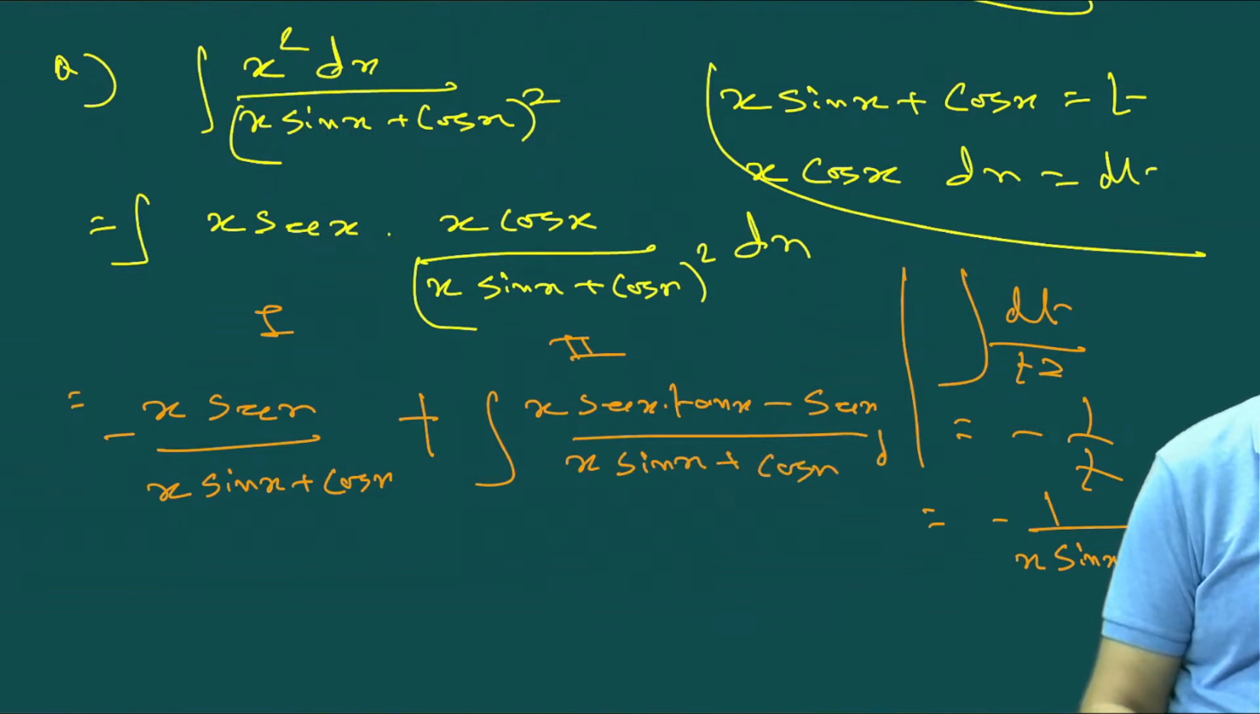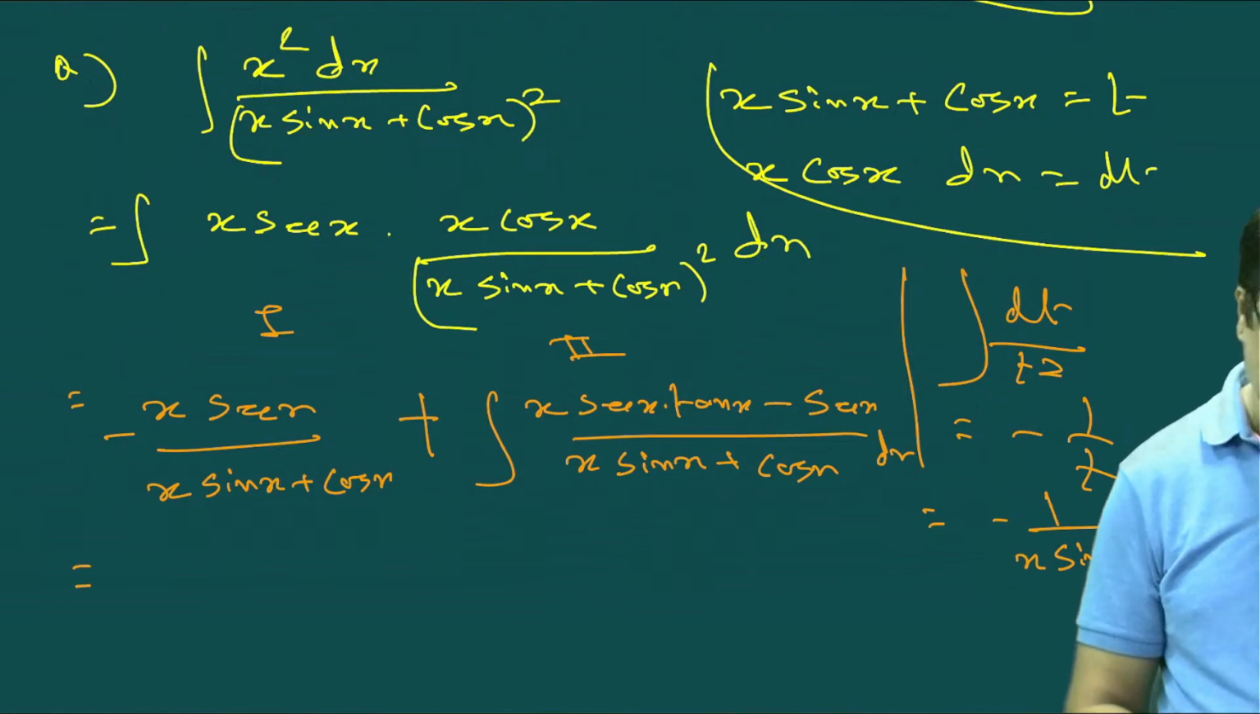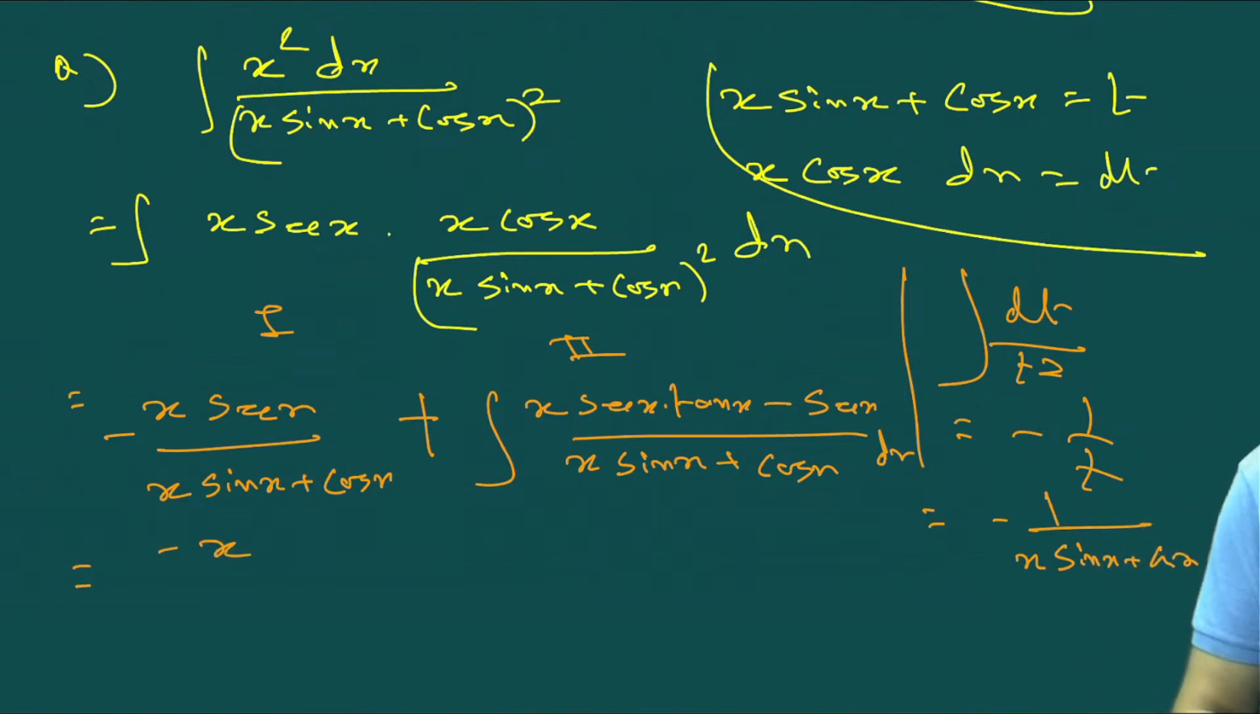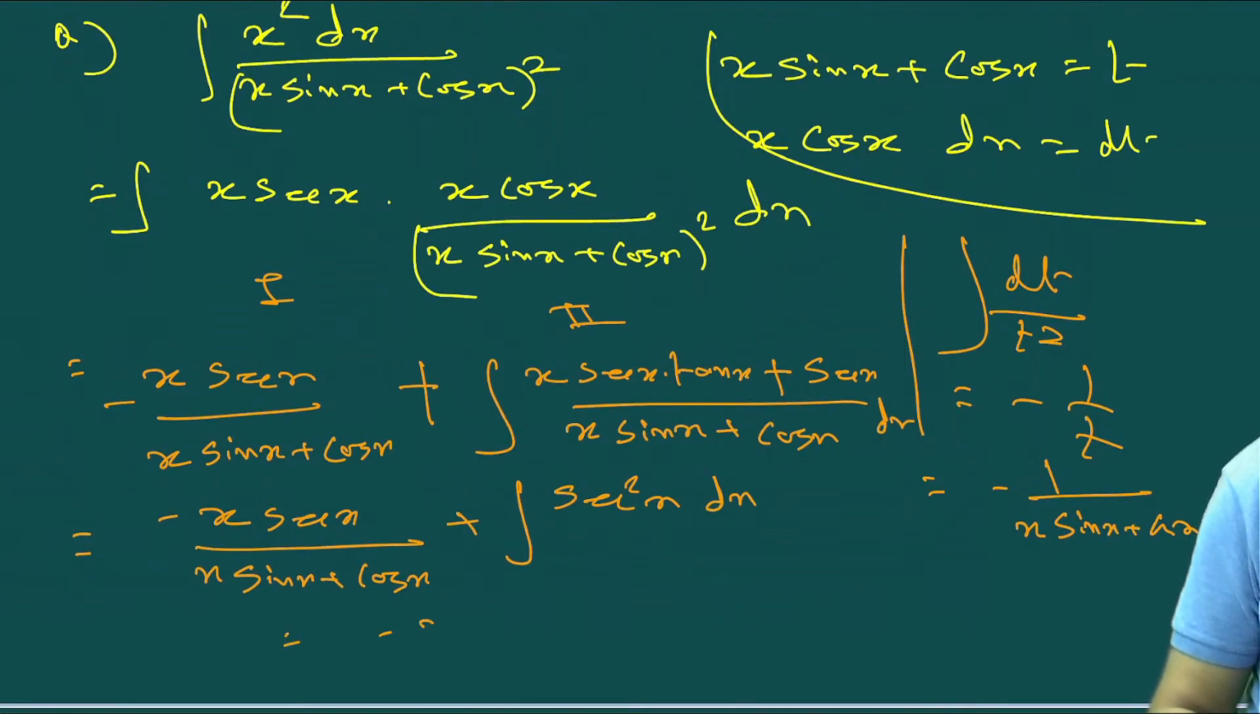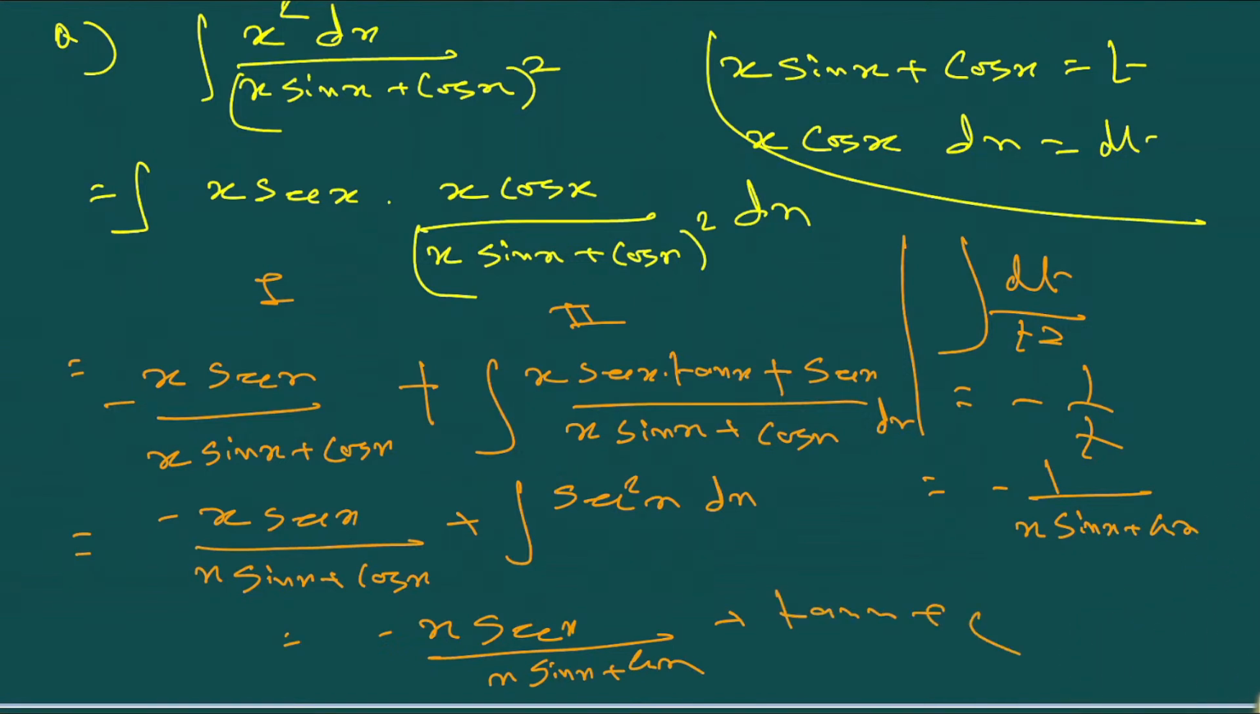Now we can write this as minus x sec x by x sin x plus cos x plus, from here if we take sec x common, the numerator and denominator get cancelled. Okay, everybody? Actually it is plus, sorry. So the integral of sec square x is tan x. The final answer is minus x sec x by x sin x plus cos x plus tan x plus c. Sum is over.